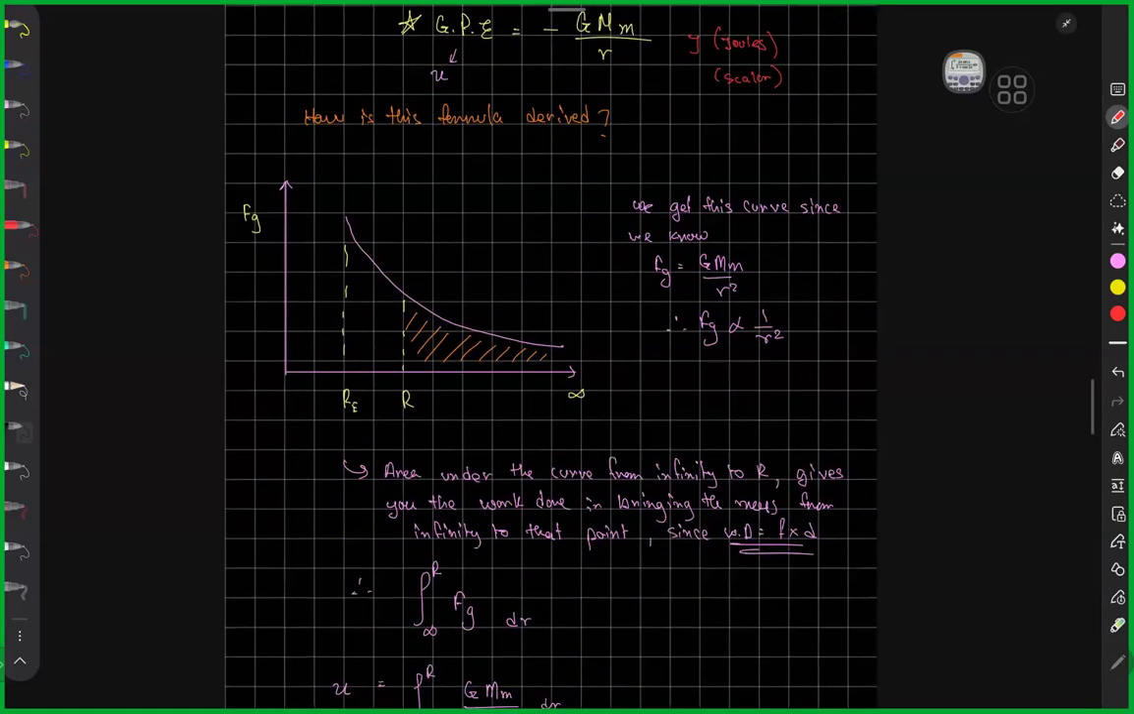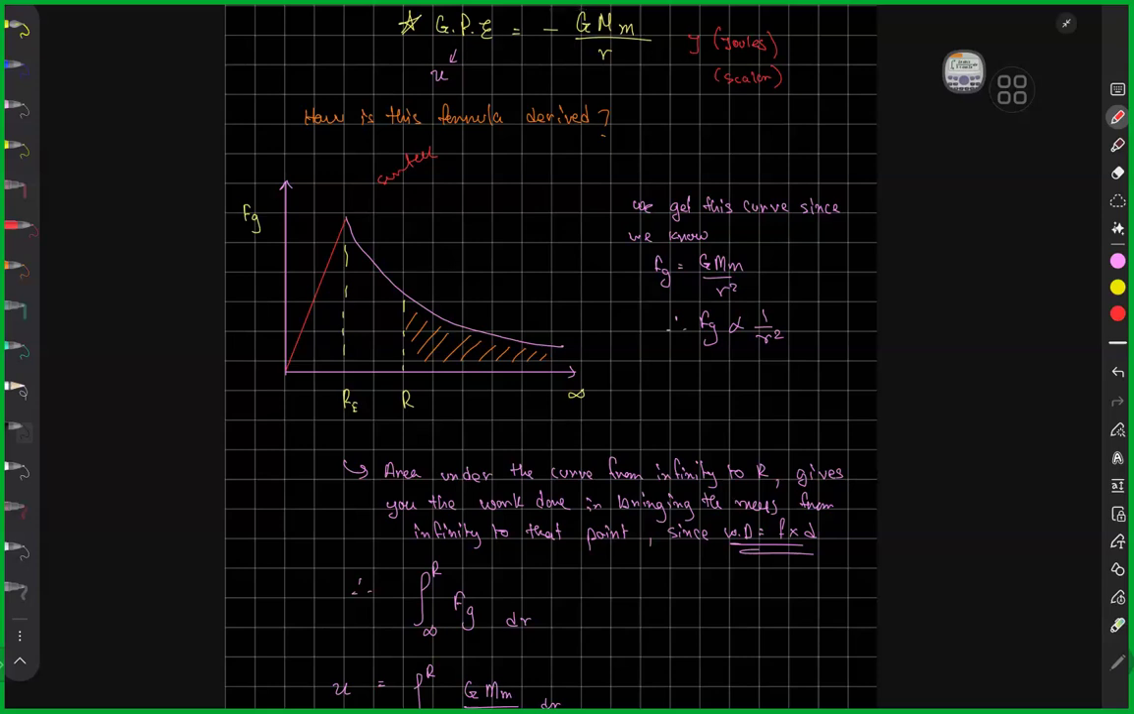Now, how do we find the formula? The negative GMm by r, how do we find it? Do we remember this graph? Inside the Earth, it is a straight line. Okay. And from the surface till infinity, the gravitational field strength or gravitational force decreases as inverse square. So this is how the graph looks. Now, how do we find the work done from infinity to a defined point? Let's say r.